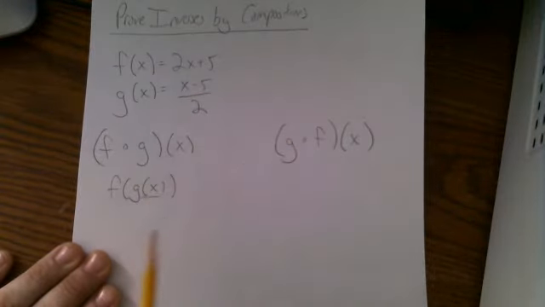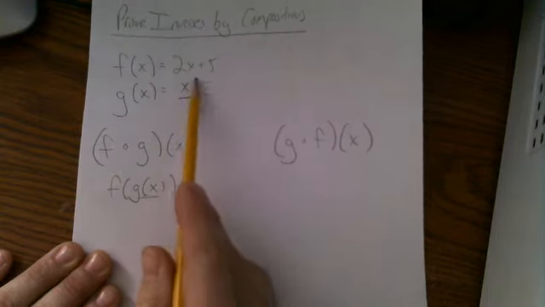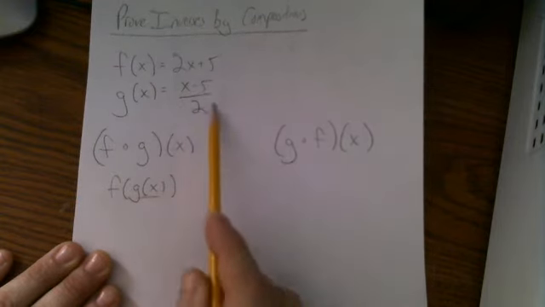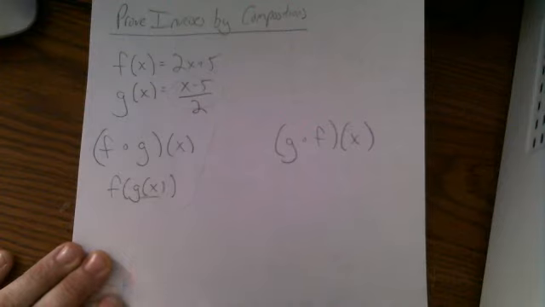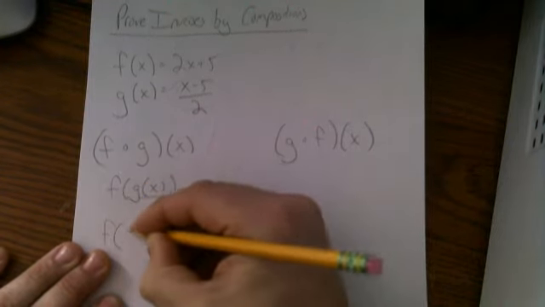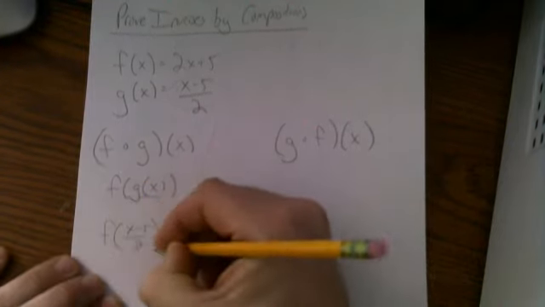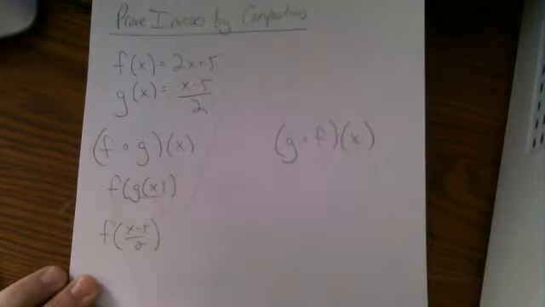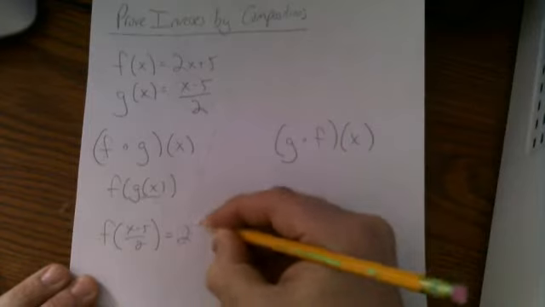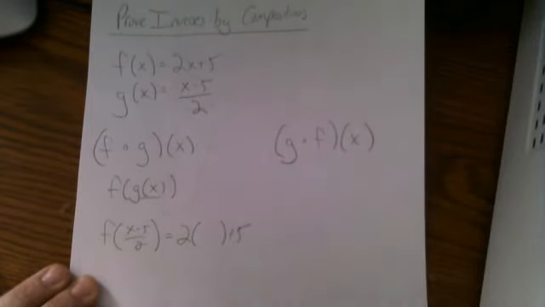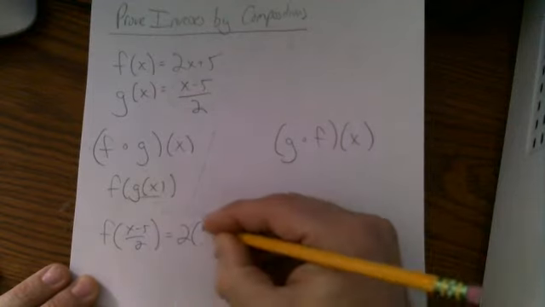g of x is the innermost parentheses now, and g of x is all of that. Let's plug this in right there. So we want f of x minus 5 over 2. Here's the rule for f. f is 2x plus 5. And now for x, I'm plugging in x minus 5 over 2.